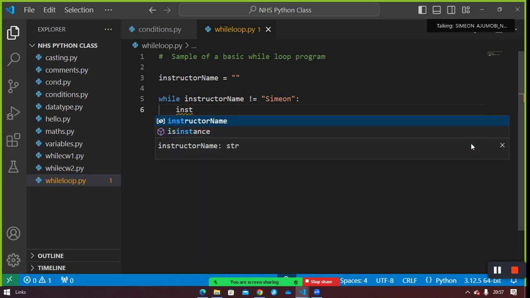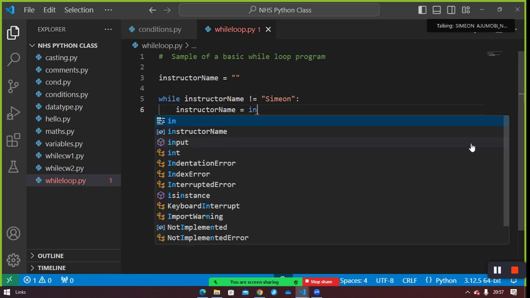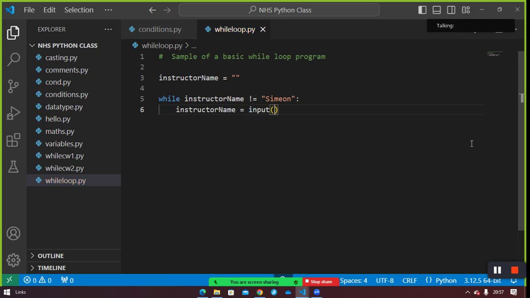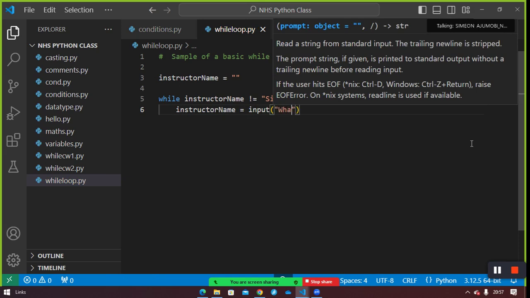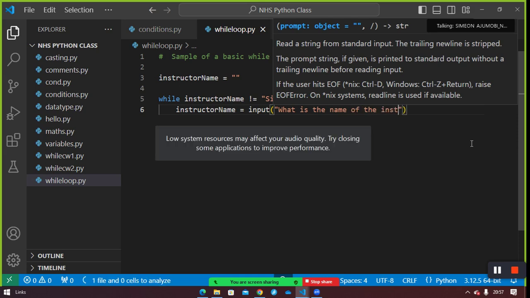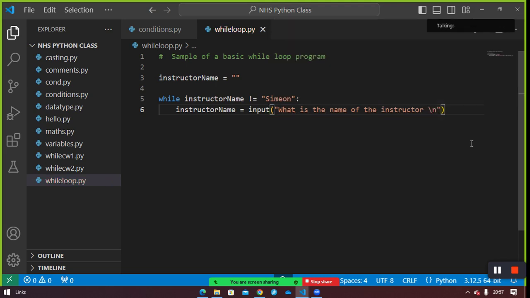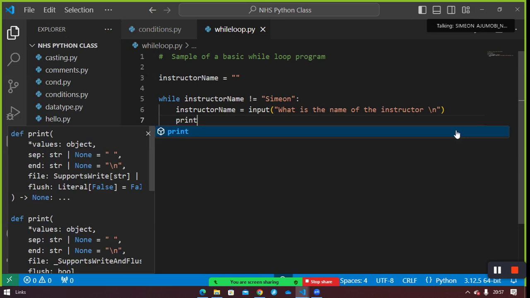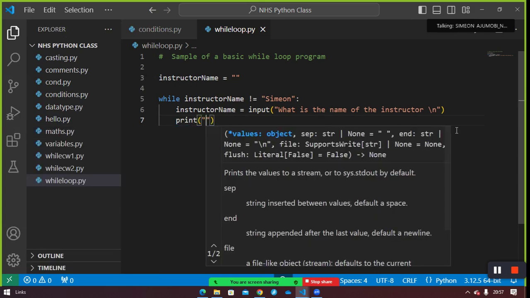Instructor name equals input, what is the name of the instructor. It will keep asking this. It will always keep asking until what? It will repeat until what? Until the condition is true that the person enters what? Simeon. Then the program can now run, and it will now print, at last, welcome Simeon.